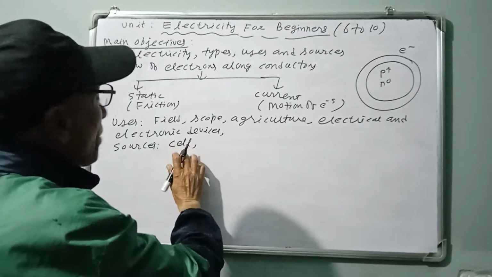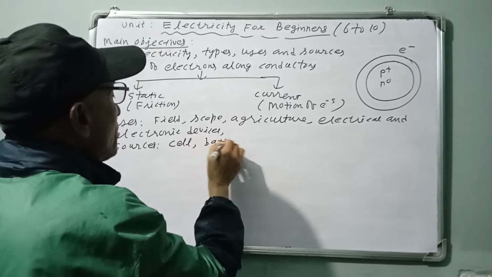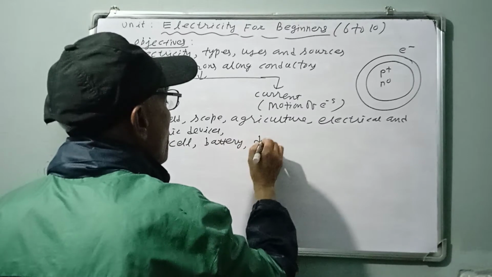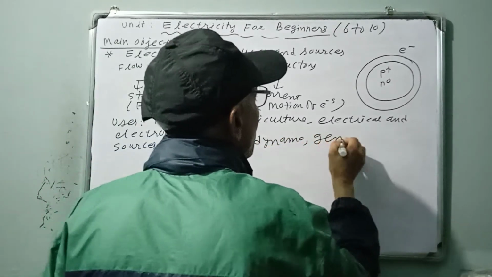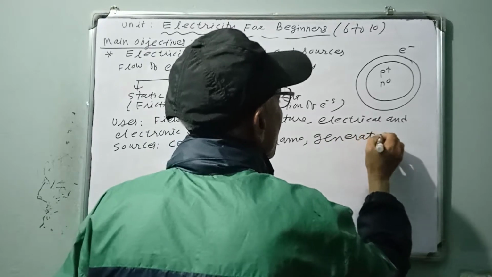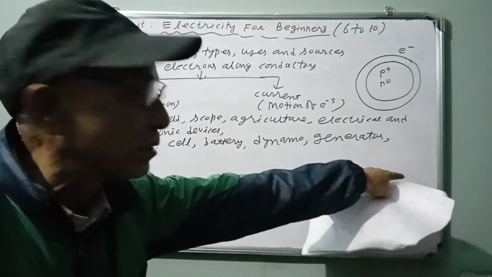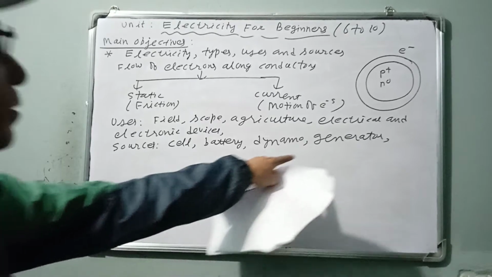It changes chemical energy to electricity. Battery: a combination of cells. Others: dynamo, generator. See, dynamo and generator are also very good sources of electricity. They convert kinetic energy into electricity. Kinetic energy is changed into electricity.